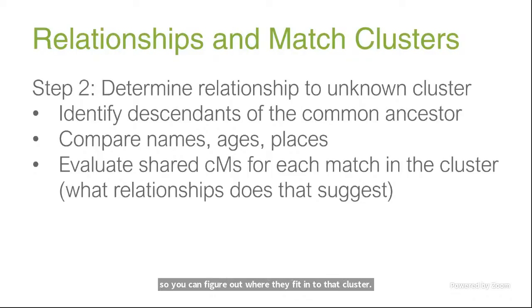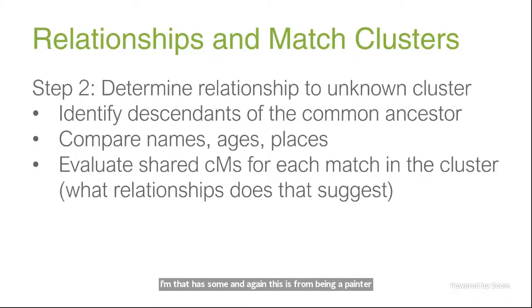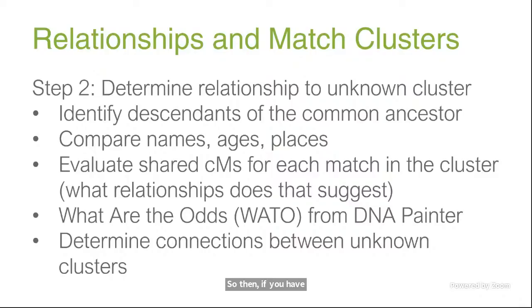So again, you're going to evaluate the shared centimorgans, consider the relationships between you or the person you're helping and that unknown cluster. What are the possible relationships? And then we're going to take a look at the What Are The Odds tool as well, a great resource for this, and again, this is from DNA Painter. Johnny Perl talked about it during our special event at lunch. So then if you have multiple clusters, you can repeat the process for the other clusters and then see if you can find how descendants from one cluster might have married descendants from the other cluster, which also can help narrow things down as well.